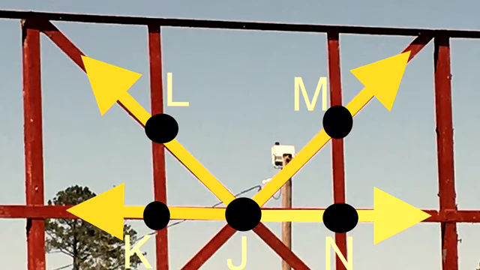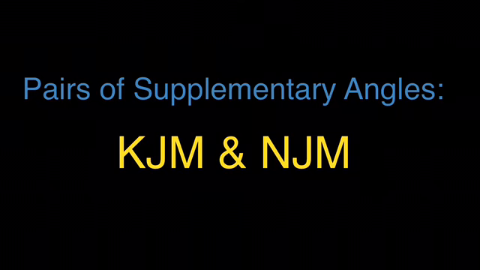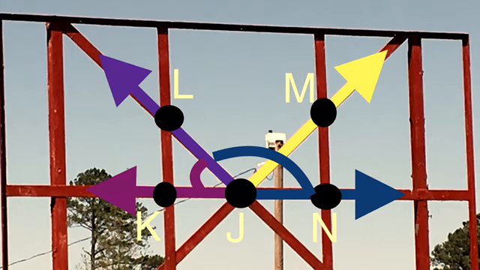Using only these four highlighted rays, let's identify some pairs of supplementary angles. Reminder, you may pause the video at any time. One pair of supplementary angles could be KJM and NJM. Another pair of supplementary angles could be KJL and NJL.